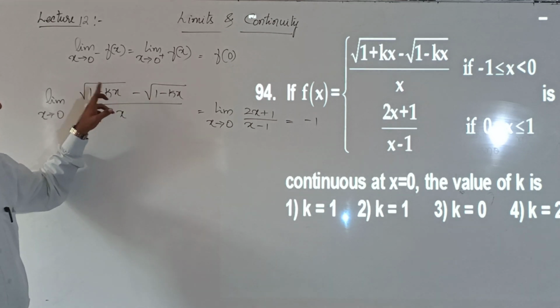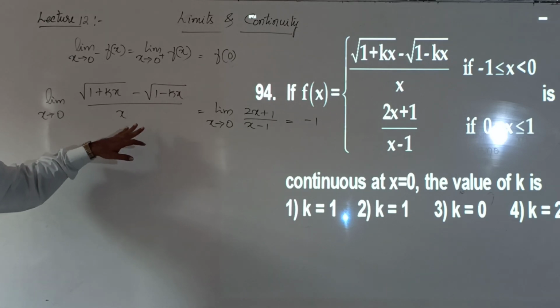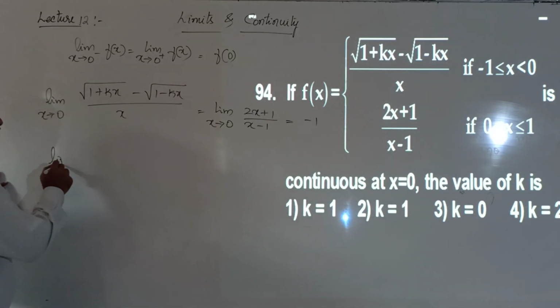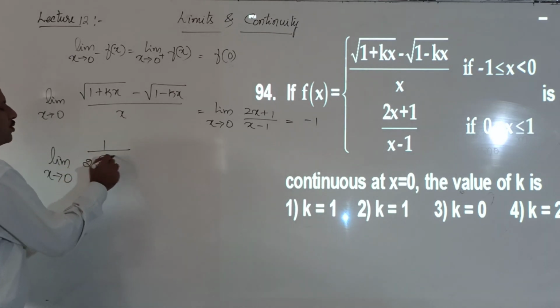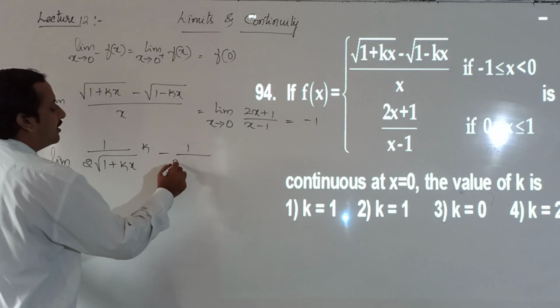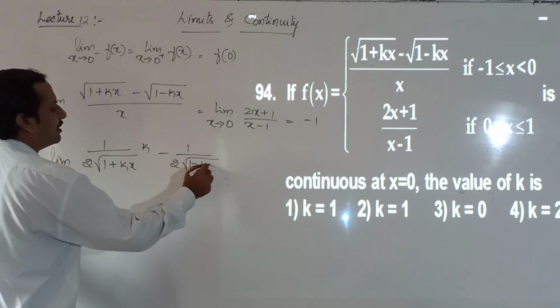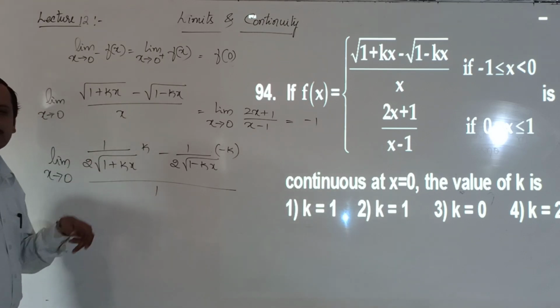Here if I directly apply the limit, we get root 1, which is 1, minus root 1, that is also 1. 1 minus 1 is 0. The numerator is 0, and the denominator is also 0. 0 by 0, so I go for L'Hospital's rule. Differentiating this gives 1 by 2 root of 1 plus kx into k, minus the derivative of the second term, which is 1 by 2 root of 1 minus kx into minus k. The denominator is 1, since the derivative of x is 1.